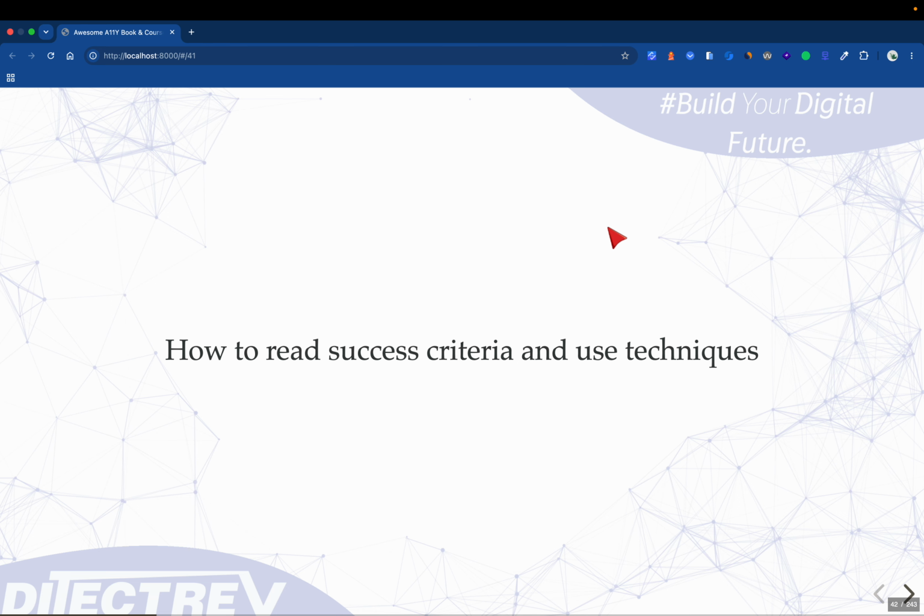Next class will be theoretical. I will say how to read success criteria and use techniques.